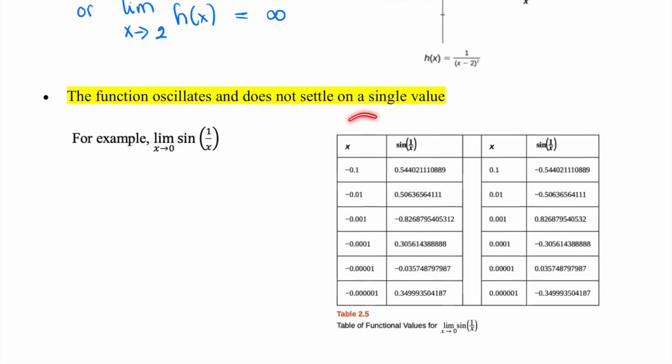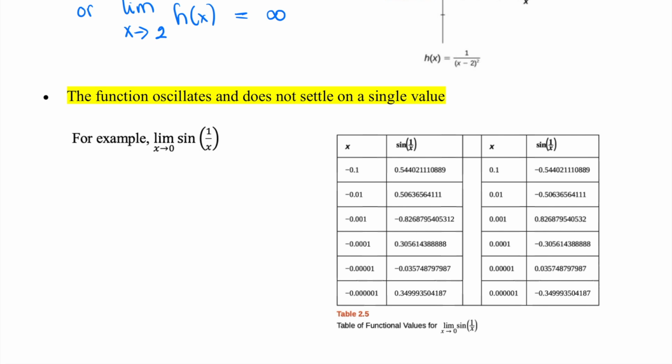Let's look at this table. As x approaches 0 from the left, here are the function values. And as x approaches 0 from the right, here are the function values. The values are not getting close to one number. They keep switching from positive to negative to positive to negative. Sometimes near 0.5, sometimes near negative 0.8. There's no pattern showing the values settling toward one single value.